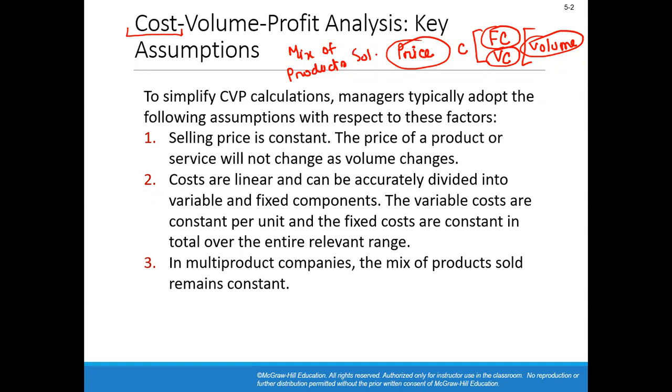So you know that companies no longer sell a single product. They sell multiple types of products. So all the products they are selling are known as the mix of products. So we need to look at each of these in detail to understand the relation between cost, volume, and profit.